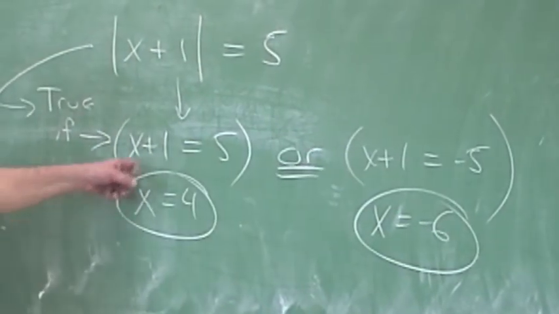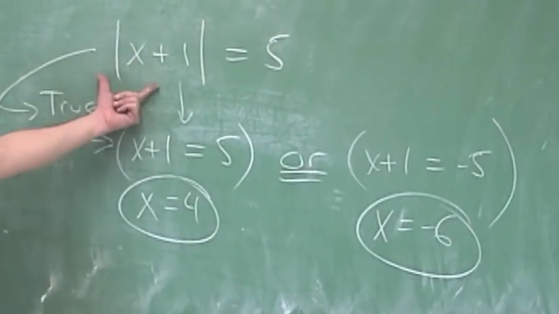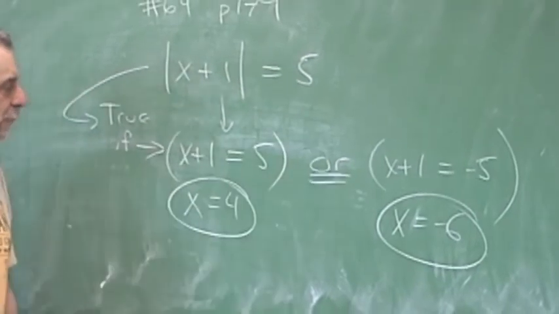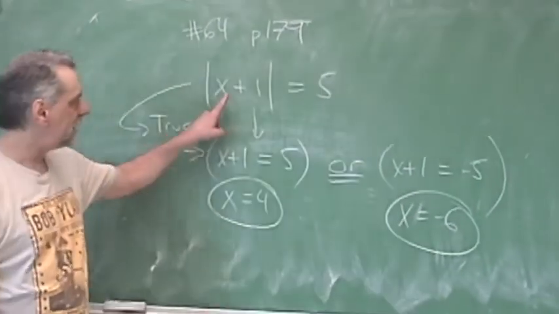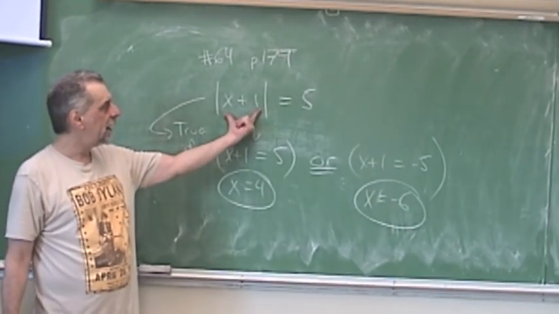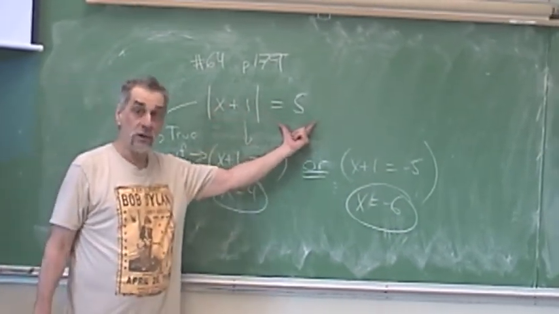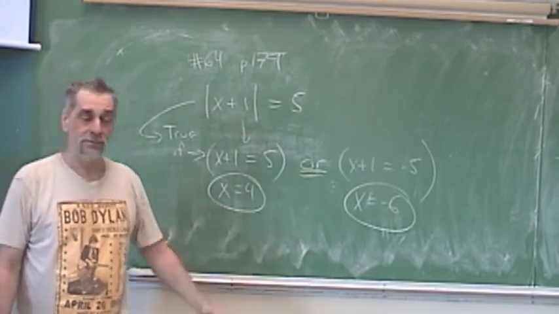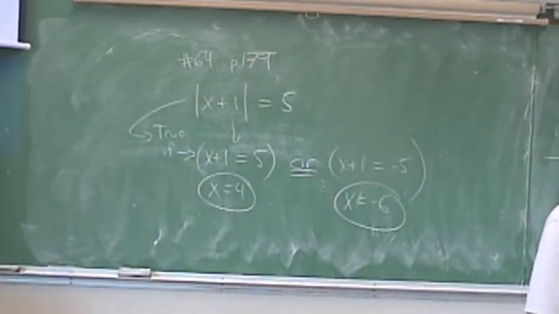Again, always good to check. You put 4 in here, you're going to get absolute value of 5 equals 5, which is true. If you put negative 6 in here for x, you get negative 6 plus 1, which gives you a negative 5. Absolute value of negative 5 is also 5, so we get 2 answers. Okay, so that's how you deal with absolute values.